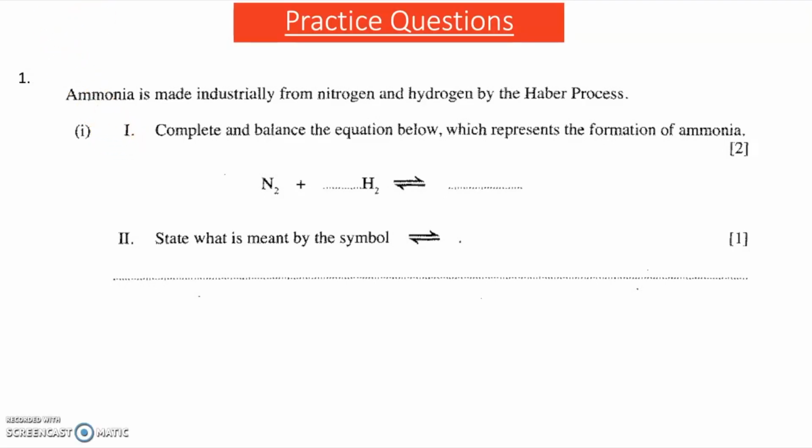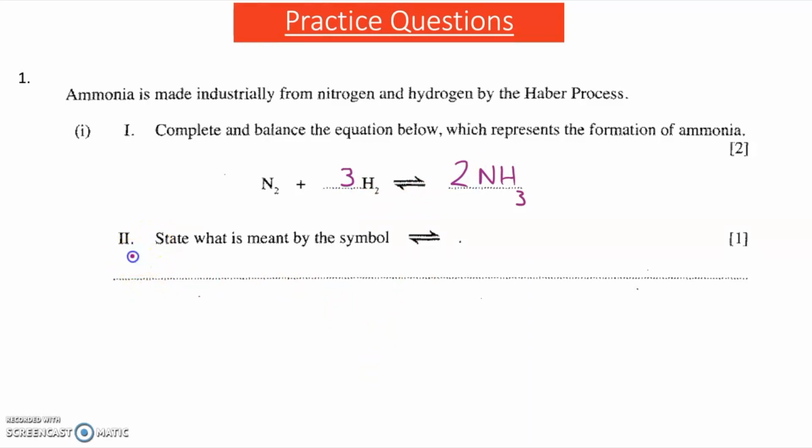This first part of question 1 is asking you to complete and balance the equation below, which represents the formation of ammonia in the Haber process. So we have nitrogen reacting with hydrogen, and ammonia is the product, NH3. Now we need to balance this equation. We have 3 hydrogens on the right hand side and we have 2 on the left hand side. So we need a number that 2 and 3 go into. That would be 6. So therefore we'll have 3H2, which will give me 6 hydrogens on the left.